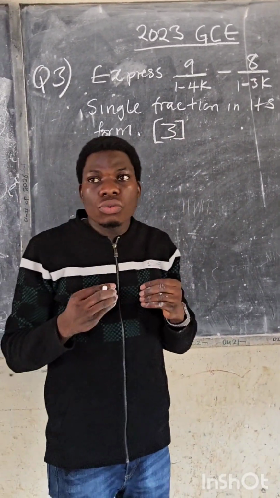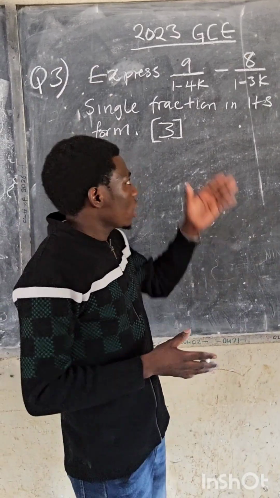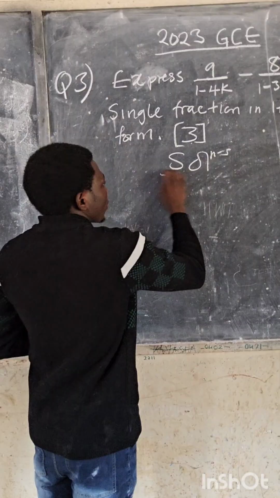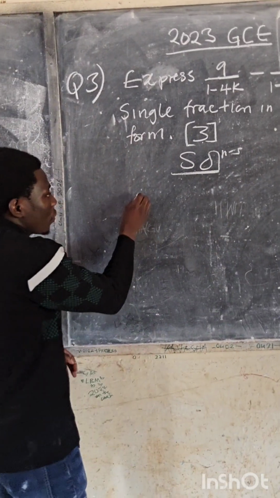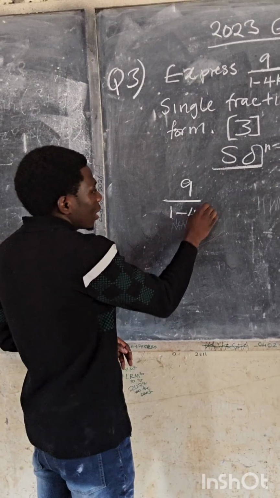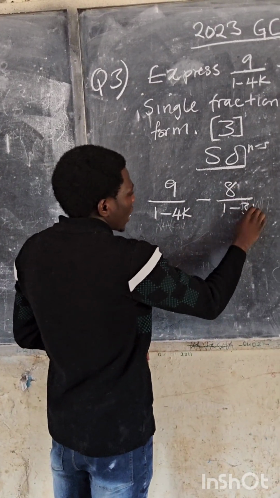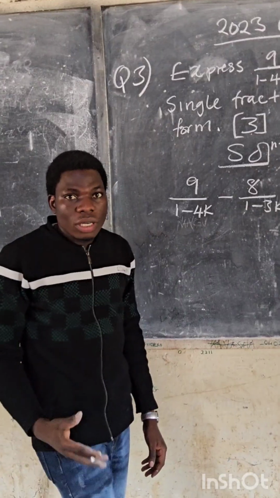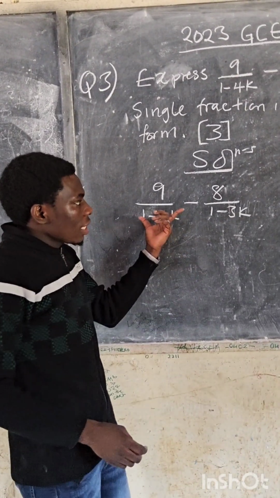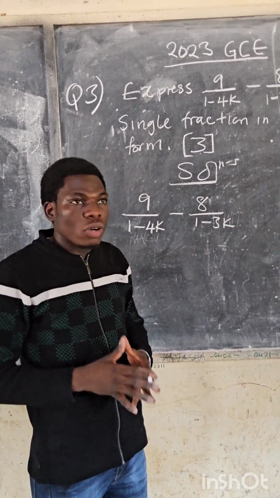Now I want you to understand the basics of how to go about this question. You start by writing the solutions. We have our question, which is 9 over 1 minus 4k minus 8 over 1 minus 3k. What we are going to do is find the common denominator. Now, I want to tell you the simplest way to go about this question.